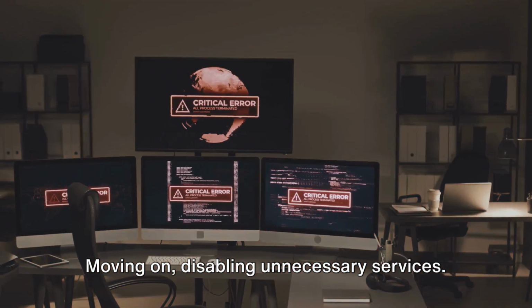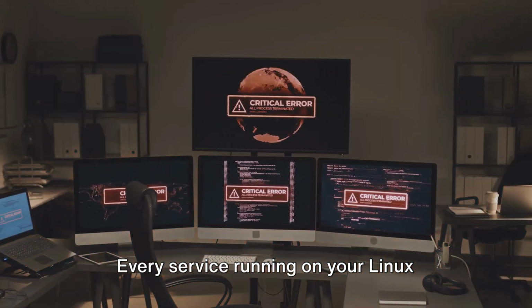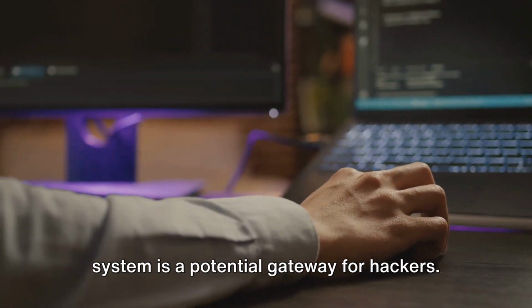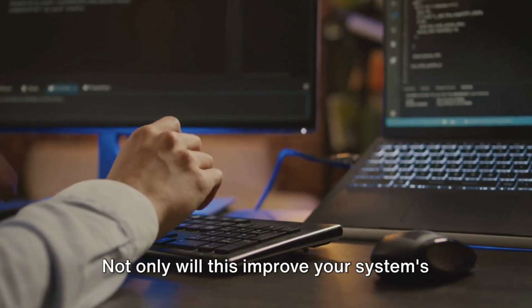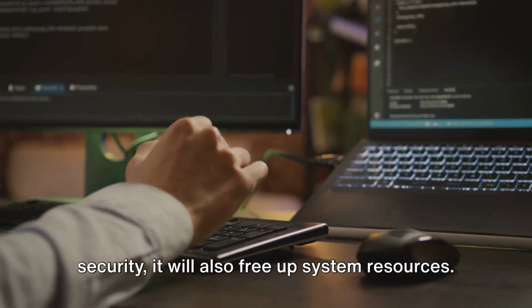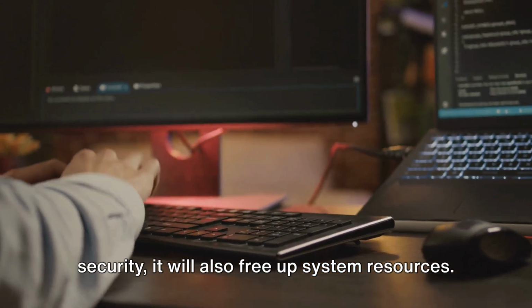Moving on, disabling unnecessary services. Every service running on your Linux system is a potential gateway for hackers. If a service isn't essential, disable it. Not only will this improve your system security, it will also free up system resources.